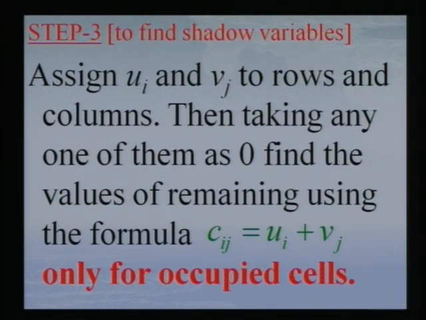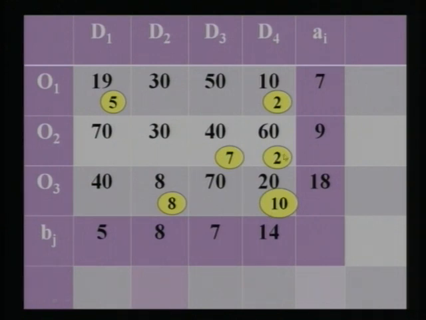Occupied cells means the cells in the transportation table with the yellow circles. They are basic variable cells. So use this formula only for occupied cells in the table. These are the occupied cells you can see on your screen. Only for these cells we have to use that formula Ui plus Vj. So first let us name the set of variables for the different rows. I am assigning U1, U2 and U3 to the 3 rows and V1, V2, V3, V4 to the 4 columns. So first assign the variables.